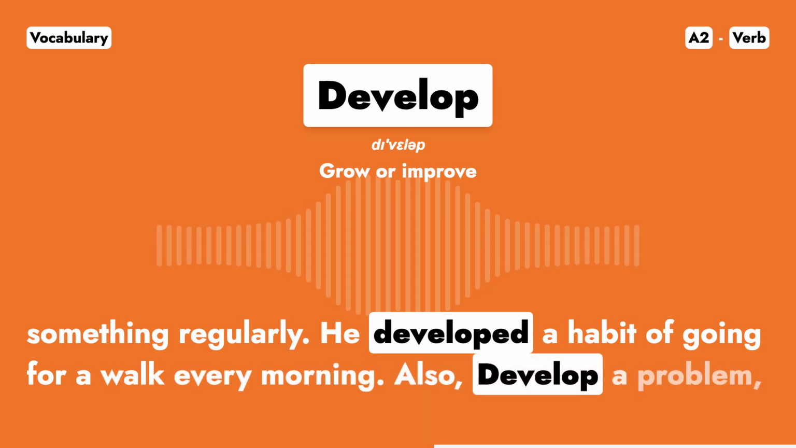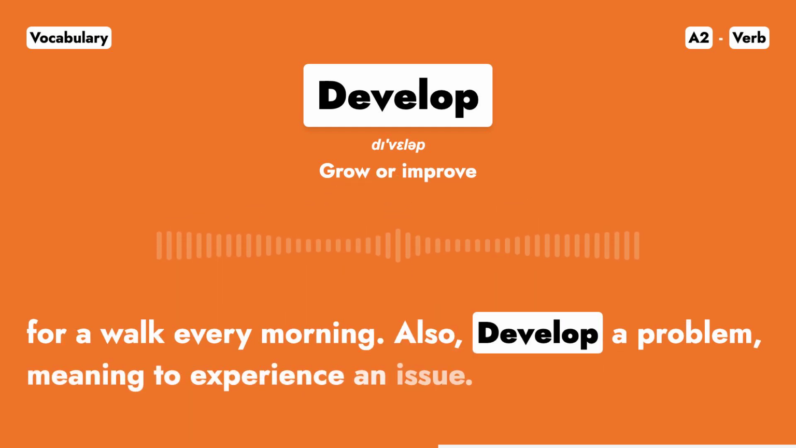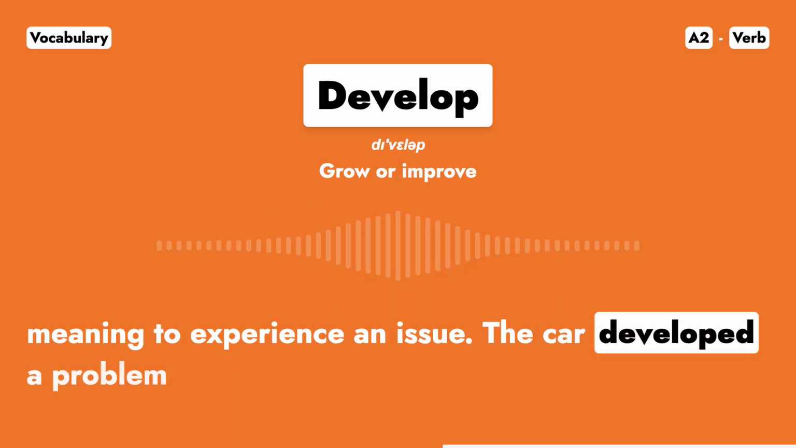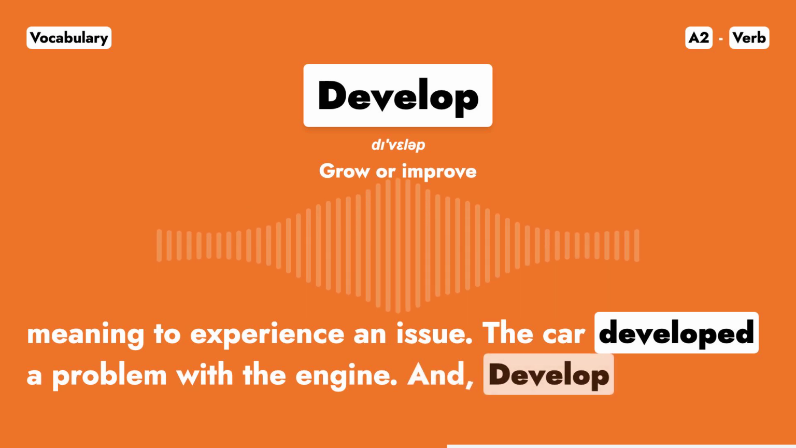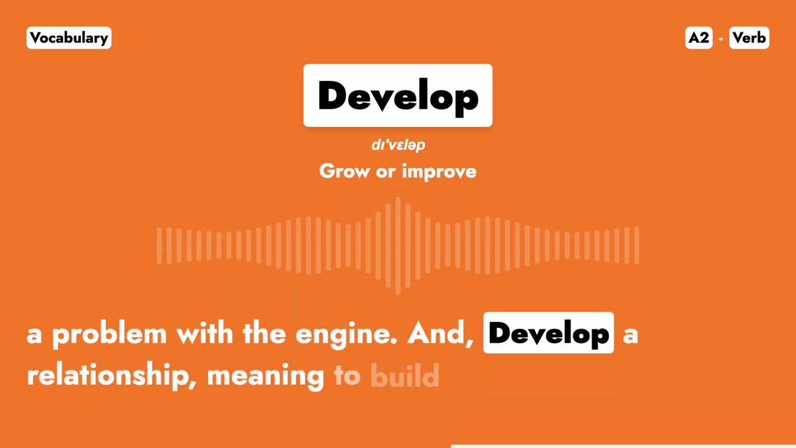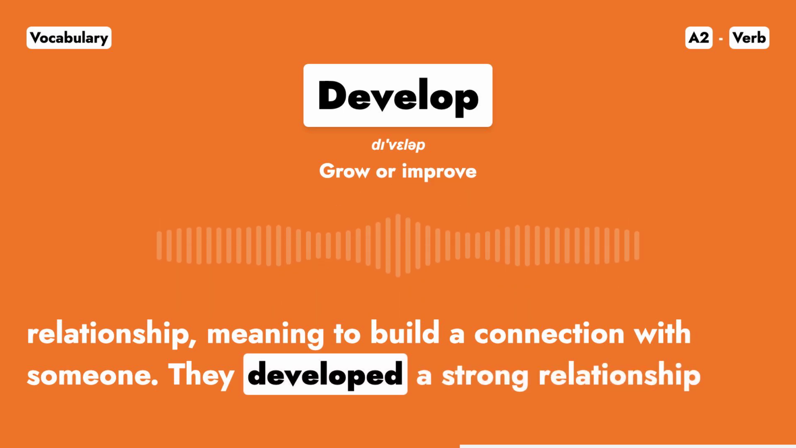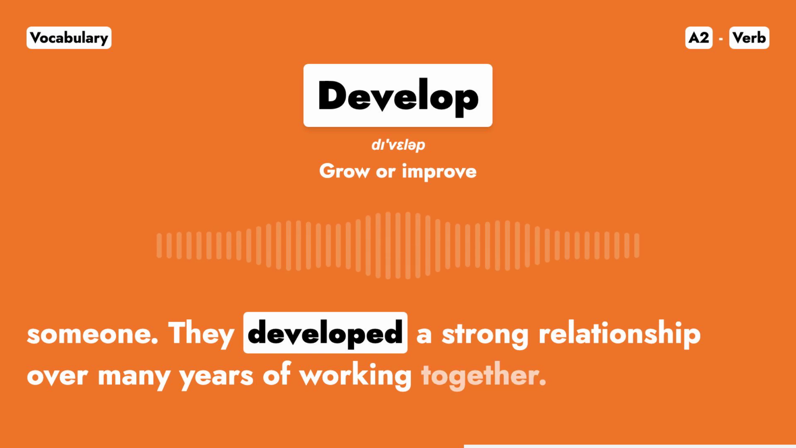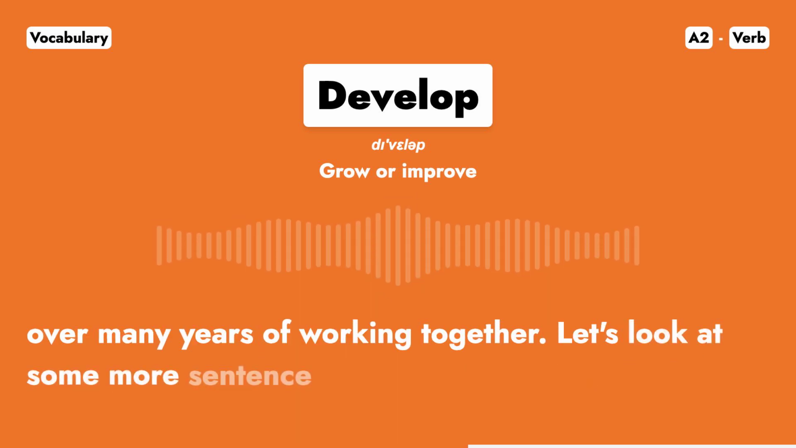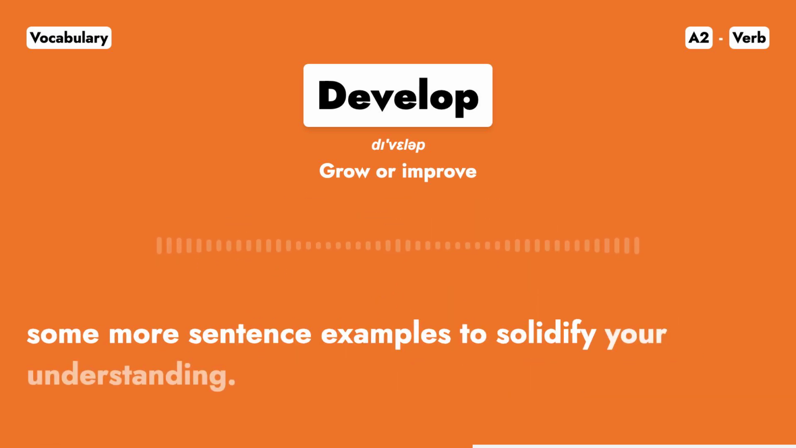Also, develop a problem, meaning to experience an issue. The car developed a problem with the engine. And develop a relationship, meaning to build a connection with someone. They developed a strong relationship over many years of working together. Let's look at some more sentence examples to solidify your understanding.